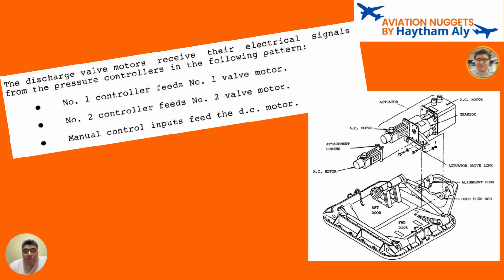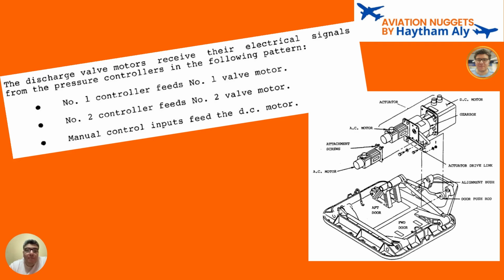So, as you can see on the actuator, we do have three motors: motor 1, motor 2, and a third motor. This is because the outflow valve is mainly controlled automatically from the cabin pressure controller. And in the aircraft, we do have at least two cabin pressure controllers. So for redundancy, CPC1 will feed motor 1, and CPC2 will feed motor 2, and a third motor which will be controlled from the cabin pressure control panel.